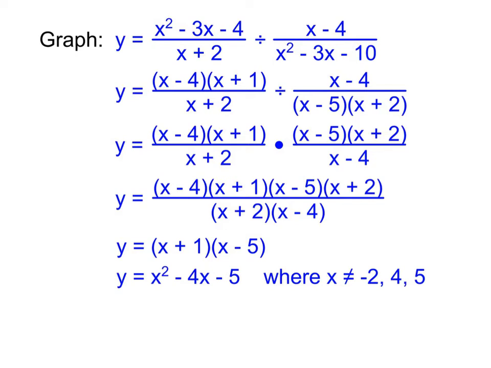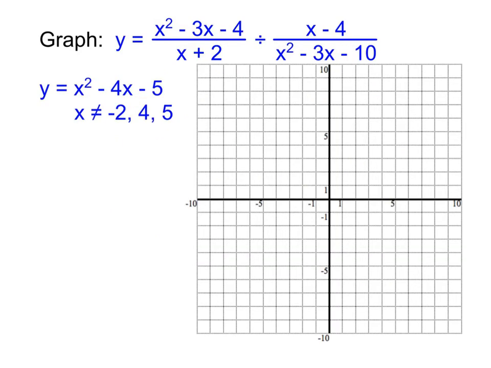So if you were given this kind of a problem and you're just asked instead, here's an equation, simplify, this then would be your final answer down here. But since that's not all we're being asked to do, we're being asked to graph it, now we're going to have to do a little bit more work.